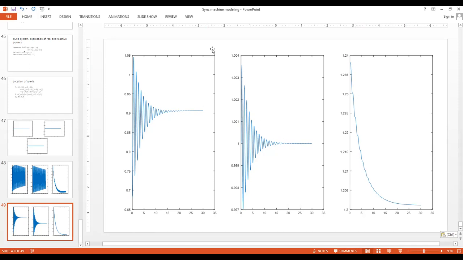The delta value started from some initial value, of course. We can't figure out from here what the initial value was, but that value is available in the code. So delta is settling at some steady state value, and of course omega should settle at 1. There is no other choice for omega because it is a synchronous machine. For a synchronous machine, if the system is stable, you should expect omega to be at exactly 1 per unit.